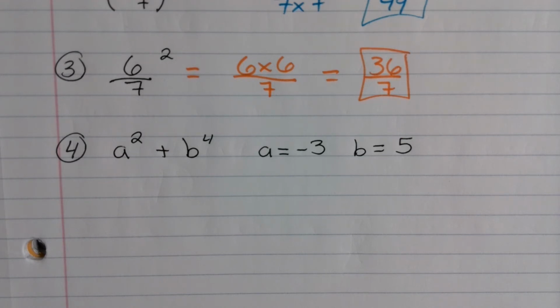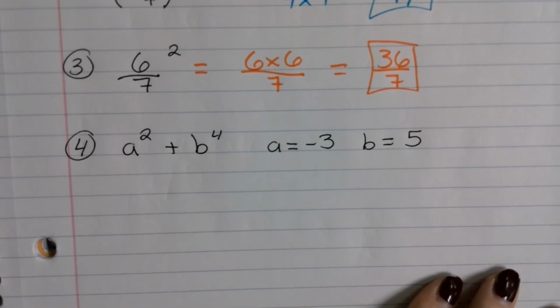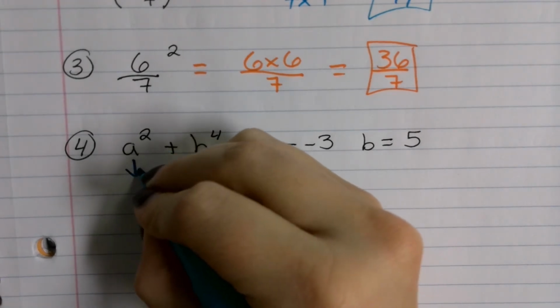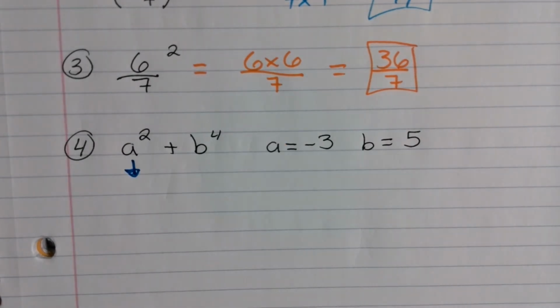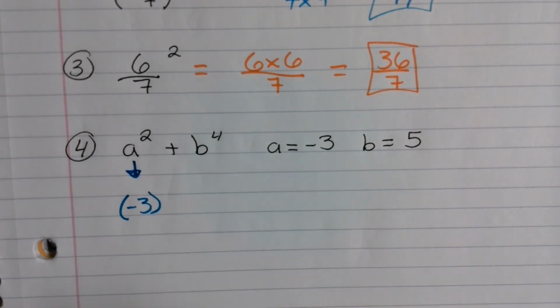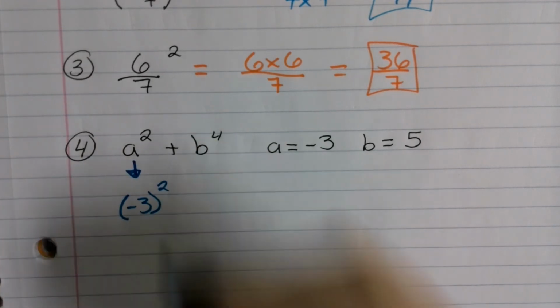Howard, what'd you get? Very good. Okay. Don't be so surprised. You're smart. All right. A squared. You're replacing the A with a -3, but remember, -3 is now going to have to go inside parentheses. You're wanting to include that negative. So it's -3 to the second power.